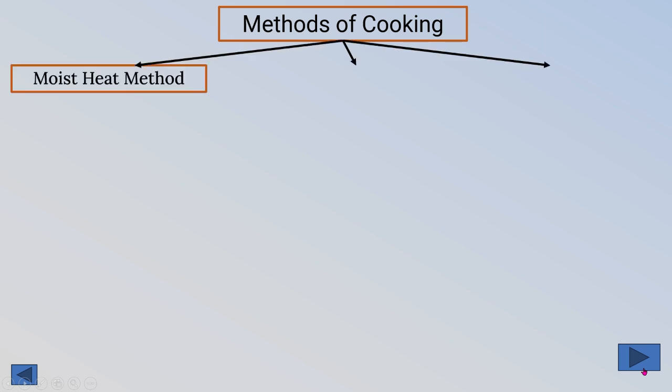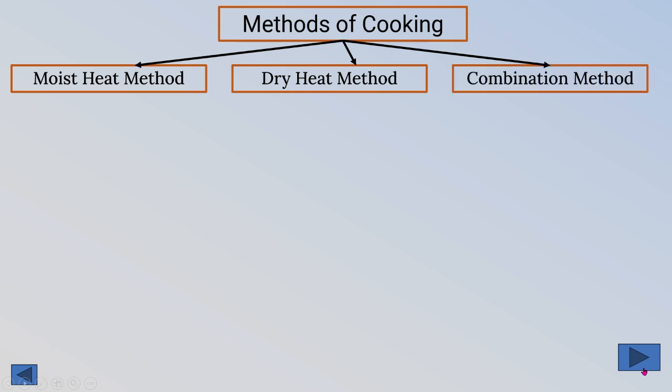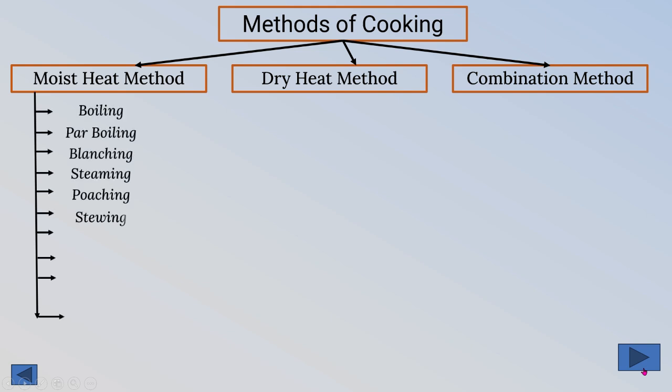In the very first session under this series, we discussed methods of cooking in terms of a flow chart. The flow chart is like this: moist medium cooking, dry medium cooking, and combination method. We have already completed the moist medium of cooking. All the methods displayed on your screen we have discussed thoroughly, starting with boiling, parboiling, blanching, steaming, poaching, stewing, en papillote, sous vide, pressure cooking, and microwave.